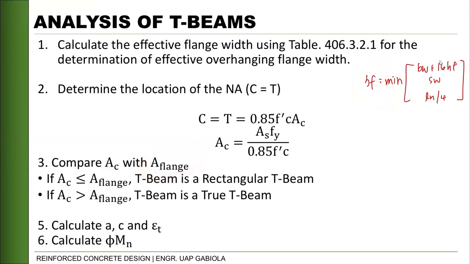And then when we compare, if yung area of the compression is less than or equal to sa area ng flange, it means na within yung neutral axis natin doon sa flange natin. Kaya sasabihin natin na yung T-beam behaves as a rectangular T-beam. So when that happens, we will just apply the formula that we have discussed for beams.